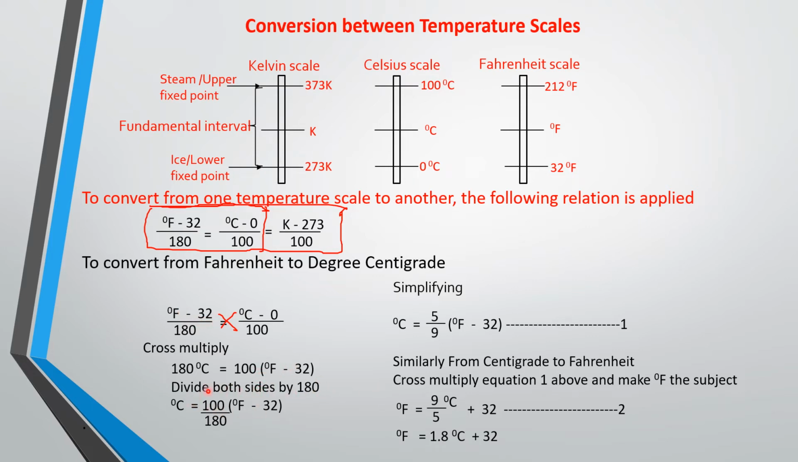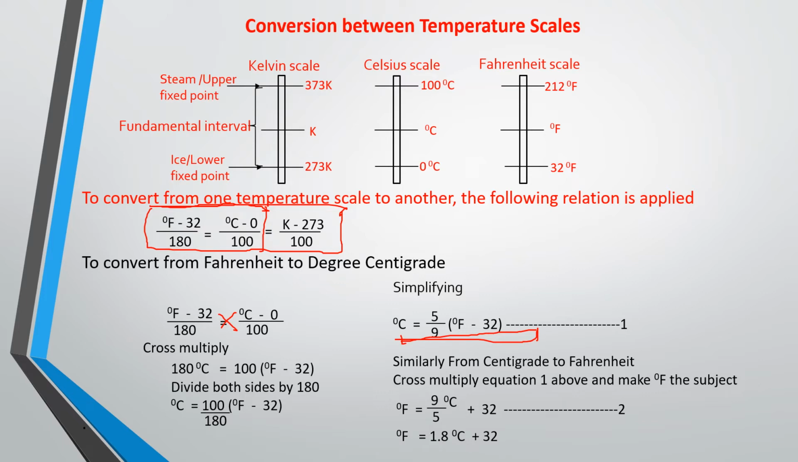So by the time you do your calculation, if you divide both sides by 180, you are going to have this. Then if you simplify this further, you will have this equation that is here. So if I want to convert a particular temperature in Fahrenheit to degree centigrade, this is the equation that you will use.